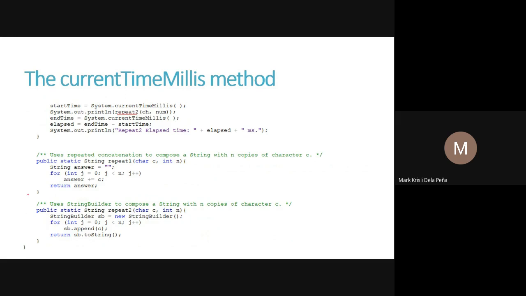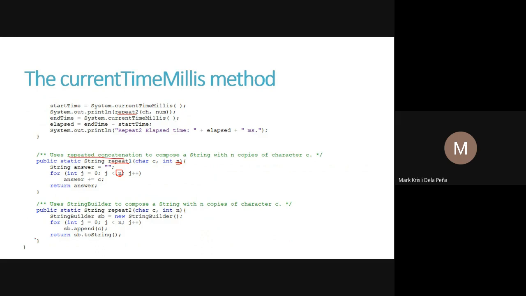They are written in different methods. For repeat1, we will get a character c and an integer n. Then we just concatenate the value of c, our character, n times, where n is inputted by the user. That's the first method, repeat1, which returns n copies of the character using repeated concatenation.